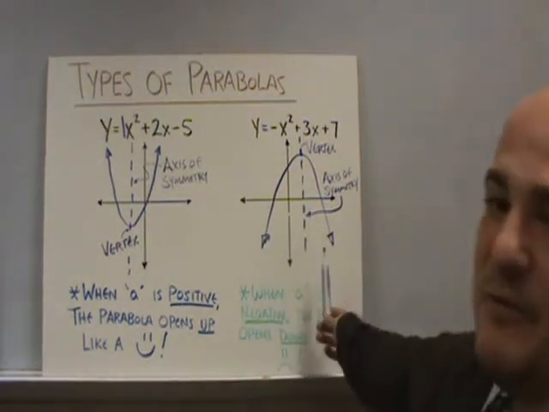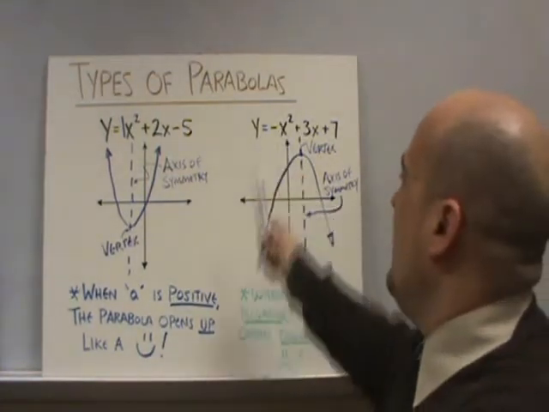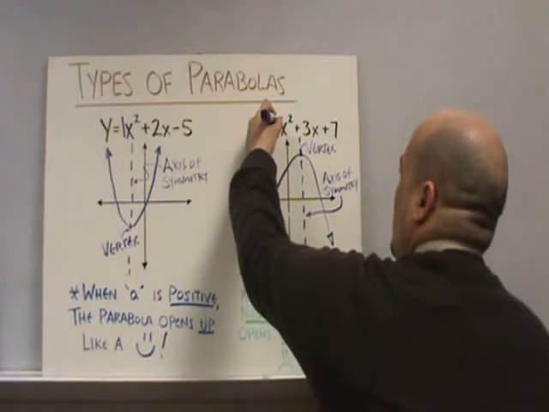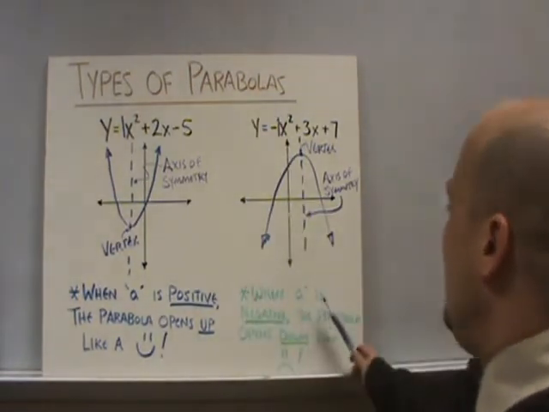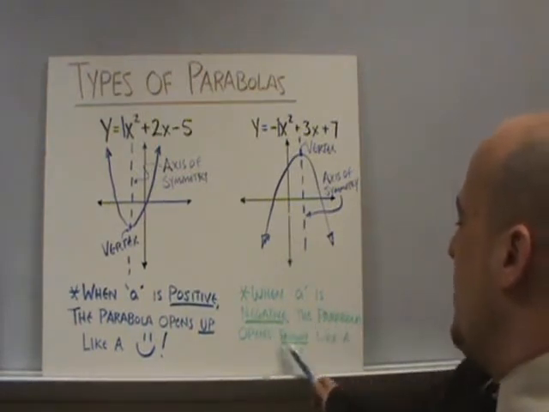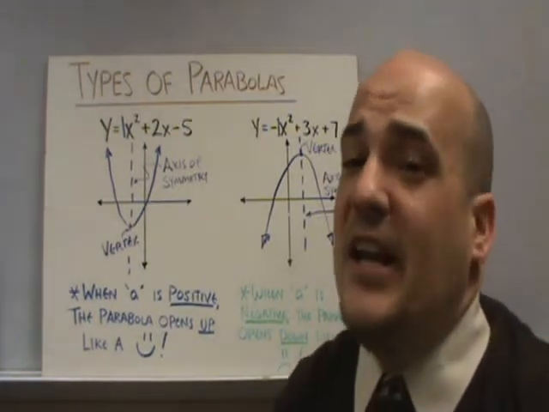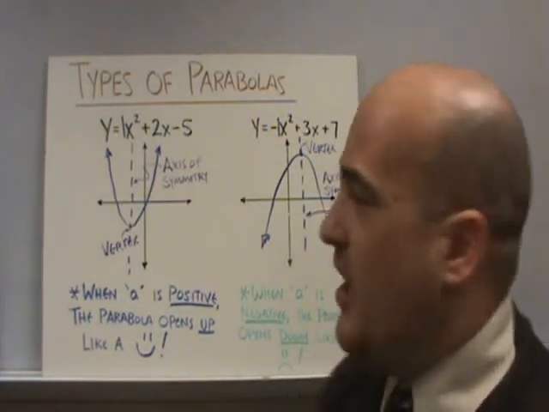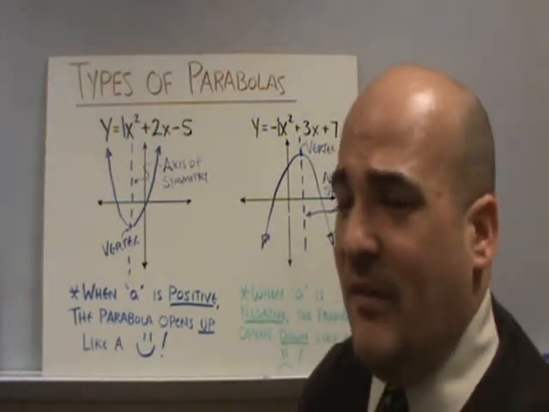Okay, this time if you'll notice, our a in front of our first term here is a negative 1. Again, that 1's kind of imaginary, but we know that it's there. So when your a is negative, then the parabola is going to open down like a frown face. When you think of a negative parabola, you think sad, an upside down parabola, one that opens down.